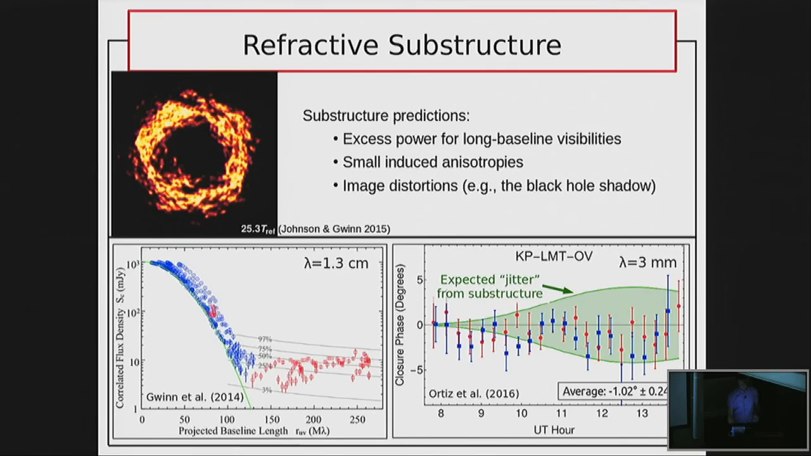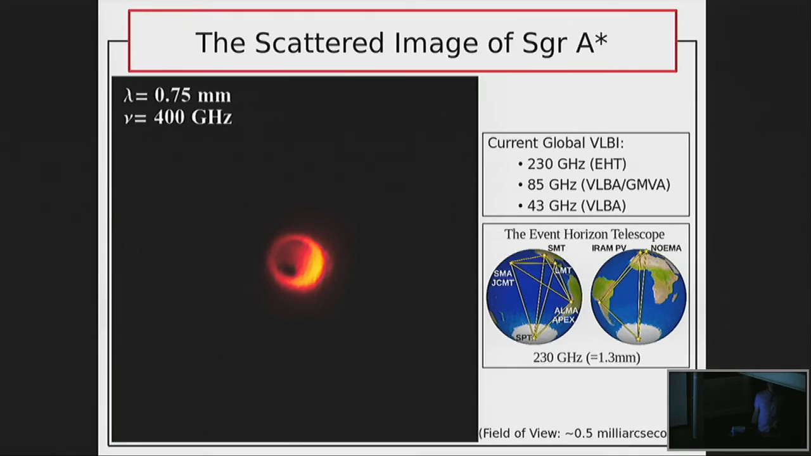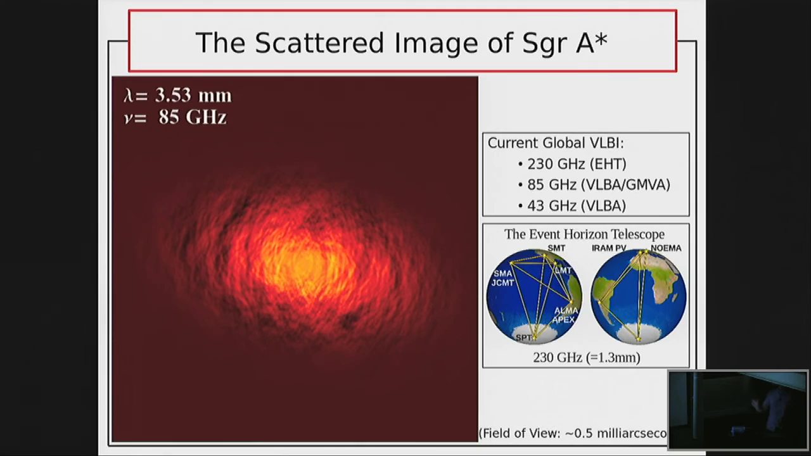So focusing on Sag A star a bit more, here's an example of the scattered image at 400 gigahertz. And you can see at 400 gigahertz, the scattered image just adds a little bit of extra fuzz. It doesn't do much. And I'm just going to step down in frequency now, and you can see that same image, how it would appear at different frequencies of the scattering. And here we'll stop at 85 gigahertz. And the reason for this is the highest frequency VLBI that you can do with a global array that's not the EHT. So again, this is just pointing out the absolute critical importance of the EHT for getting down and really resolving intrinsic structures on scales of like a Schwarzschild radius.